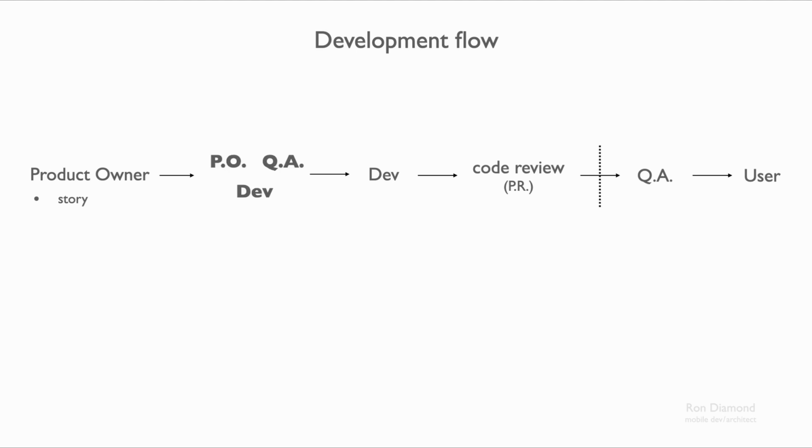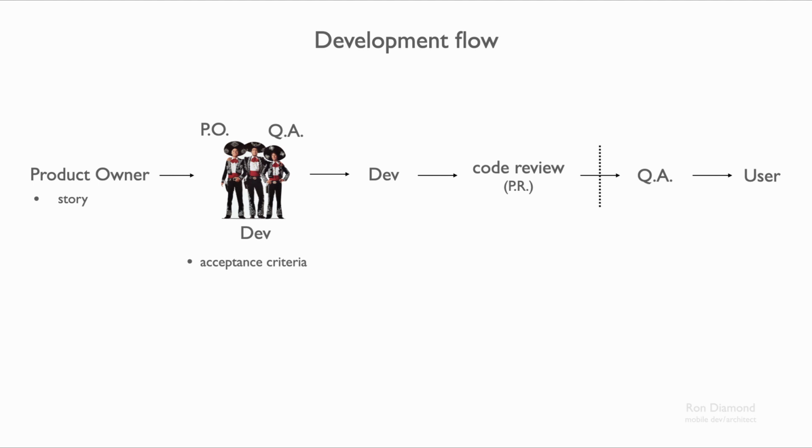And in BDD, that's sometimes called the three amigos, the product owner, QA, and developers, working together to write those scenarios. And so one of the things BDD offers us is the ability to integrate QA into the development process itself. No more duplication of effort after the fact. Instead, they help developers create a code base that actually QAs itself.